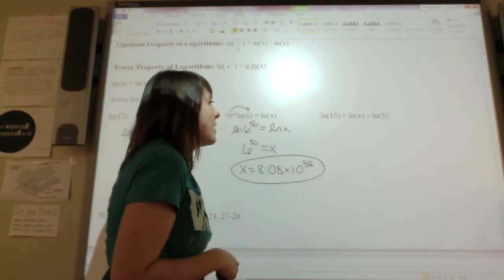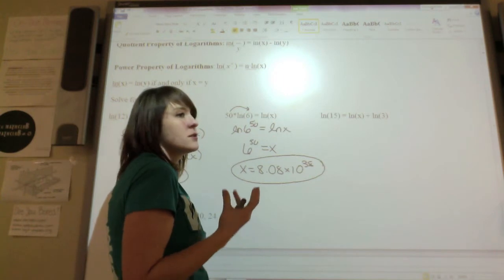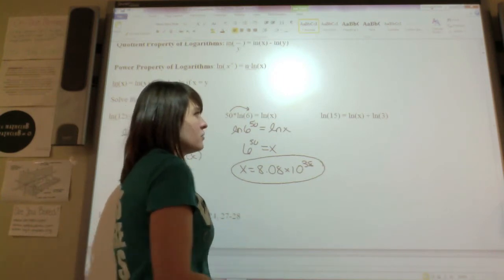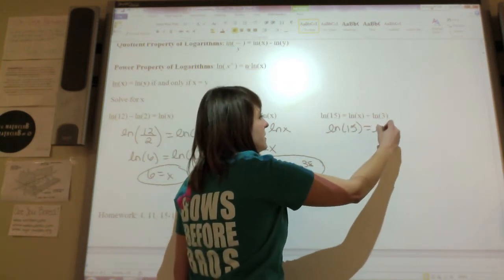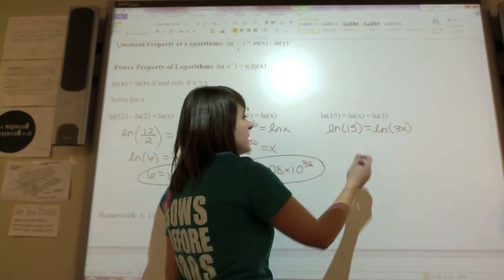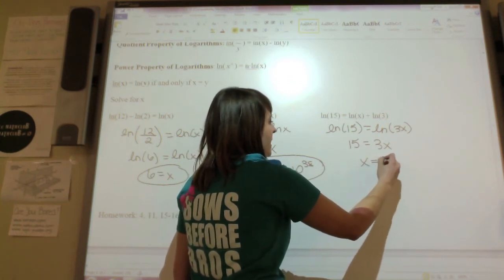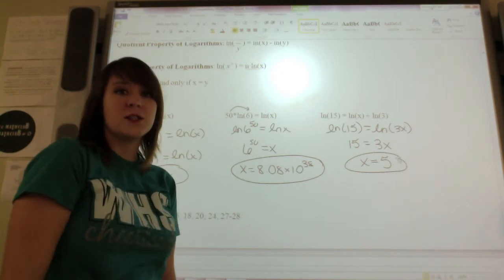Okay, over here I've got the natural log of 15 equals the natural log of x plus the natural log of 3. Since I'm adding those two logarithms together, I know that I can combine that into a multiplication. So that would give me the natural log of 15 equals the natural log of 3x. Since I have a natural log on both sides, I can get rid of those and I can just say 15 equals 3x, and that gives me x equals 5. And that's everything for your Section 9 notes.